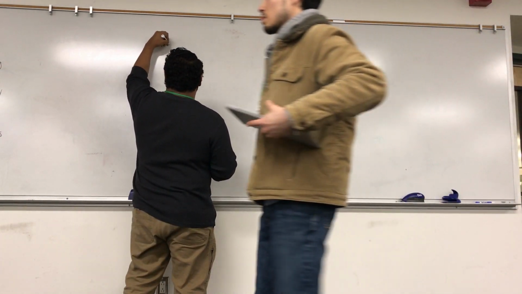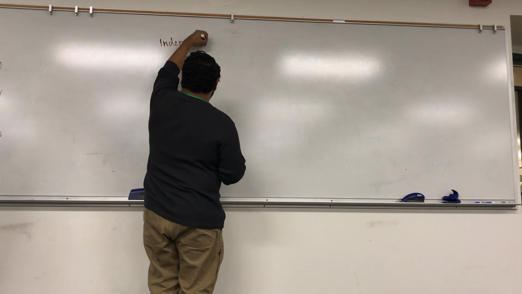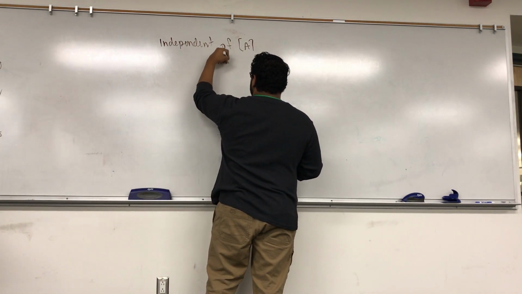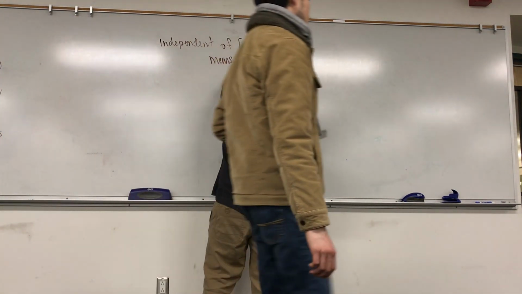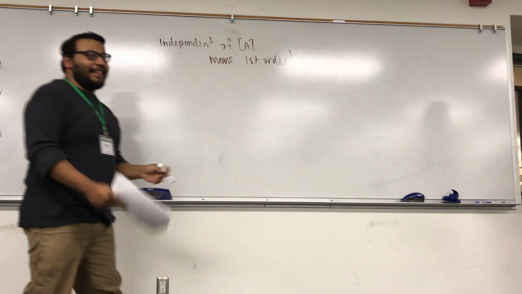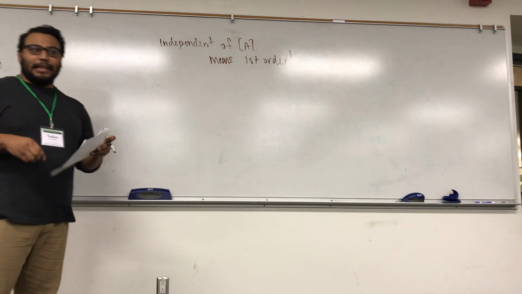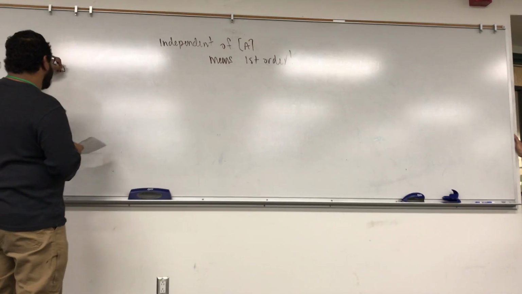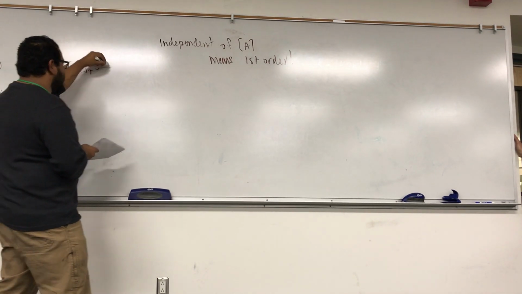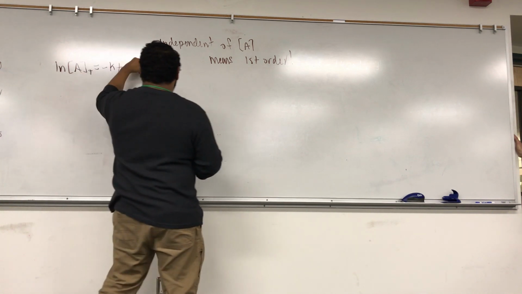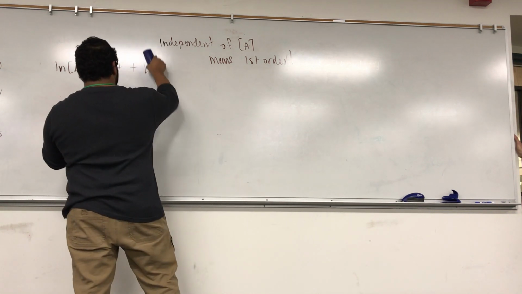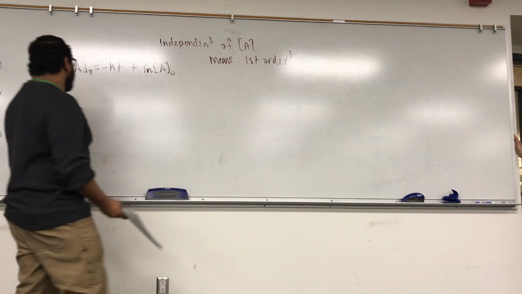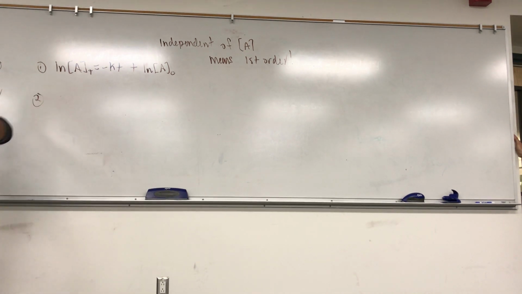Second and zero order half-lives do have concentration in them. This one only has the 0.693. Independent of concentration means first order. So if it's first order, we know our equations. We're going to use the natural log of A of T equals negative KT plus the natural log of A initial. We also have our half-life equation, and we're going to use that to solve for K in this case.